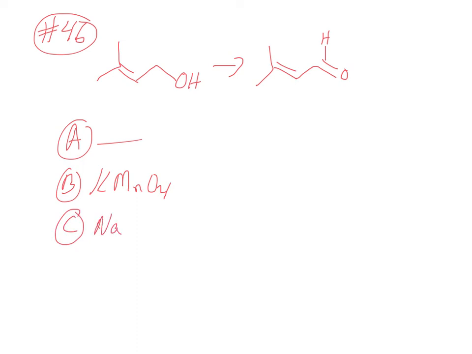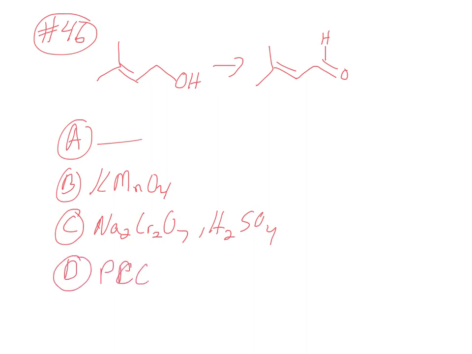And then C is Na2Cr2O7, H2SO4. The thing different between B and C is that there's acid. And then D is PCC, it says. So at this point, maybe you're like, well, I know osmium does something different. I've never seen KMnO4. I've seen chromium, and I've seen PCC.